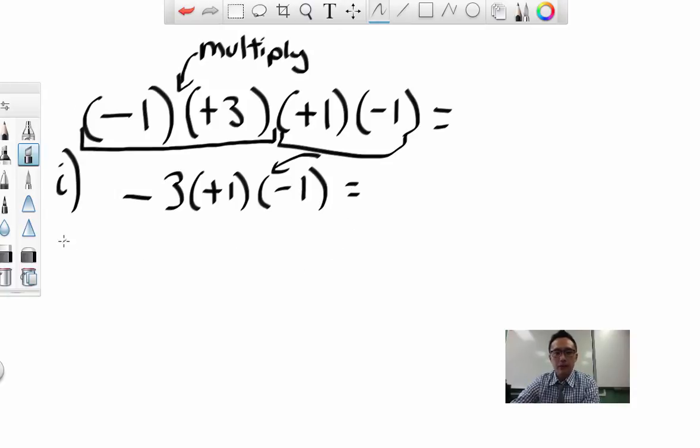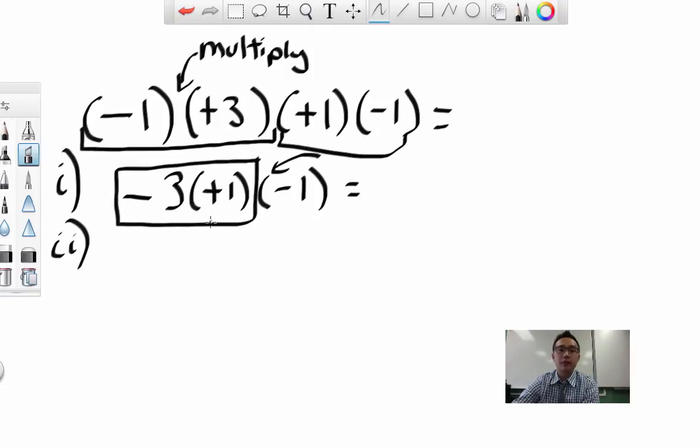I have more numbers, so I'm going to do another step. Negative 3 times positive 1. That's what I'm going to focus on right now. Since this is negative and positive, with a bracket indicating multiplication, the answer is negative. 3 times 1 is 3. I didn't do anything here, so I'm going to bring it to the next step.